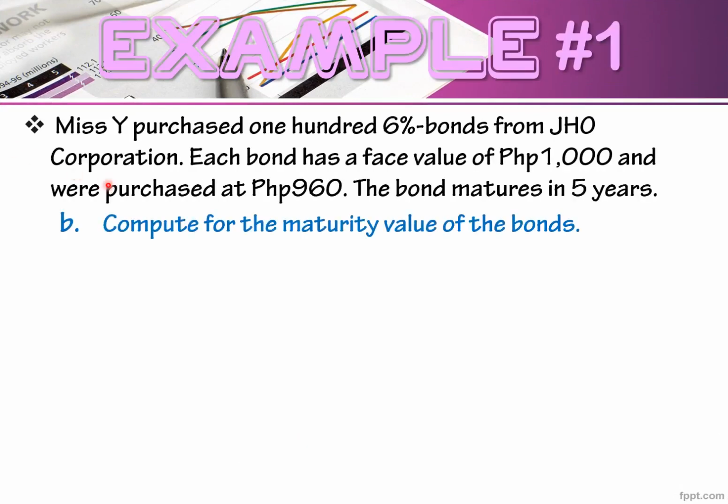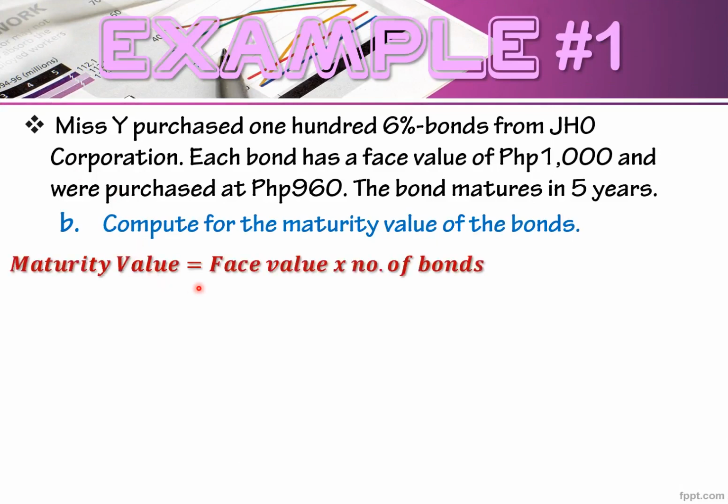Okay, let's have a follow-up question for problem number 1. Letter B, compute for the maturity value of the bonds. So the maturity value is simply equal to the face value times the number of bonds. So we have the face value 1,000 times the number of bonds, which is 100. So that will give us 100,000 pesos. That is the maturity value.